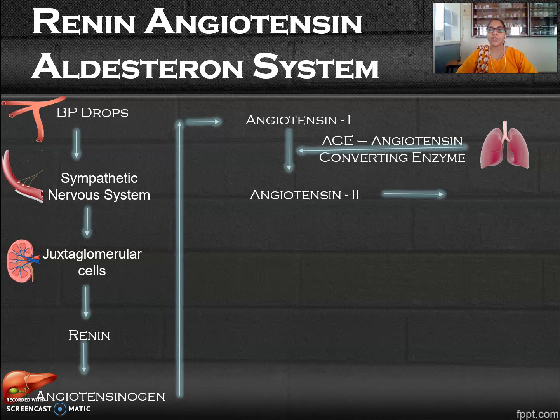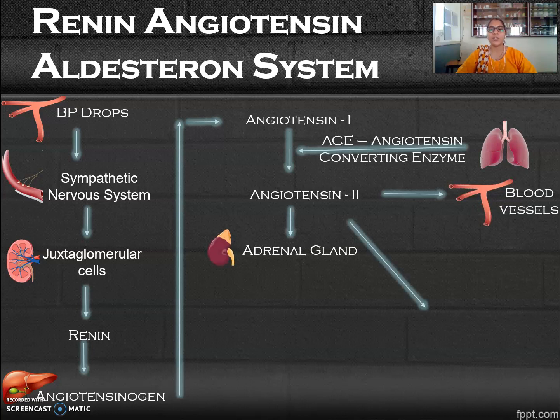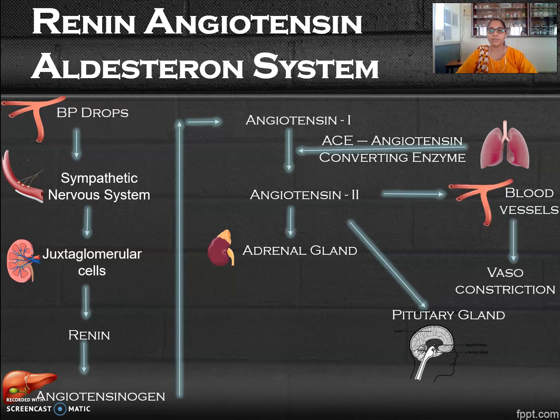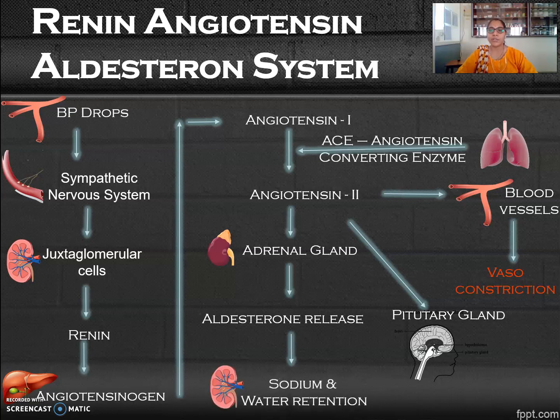Angiotensin 2 is having the action on blood vessels, on adrenal gland, and on pituitary gland in CNS. On blood vessel, it gives the direct action by causing vasoconstriction. Now the adrenal gland. Angiotensin 2 acts on adrenal gland by release of aldosterone. Aldosterone is released from the adrenal cortex. This aldosterone acts on kidney by promoting the sodium and water retention.